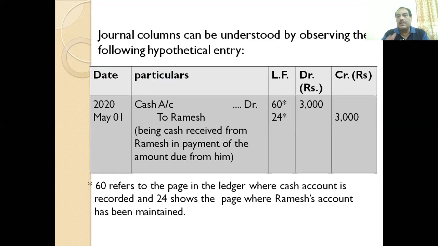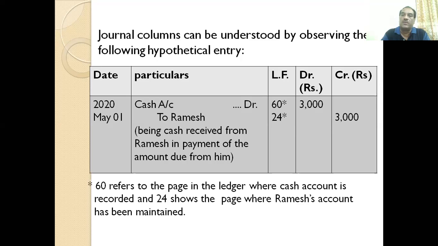Then a journal has typically 5 columns. This is the format of a journal, and it is a hypothetical example of a journal. So you can carefully see this example.